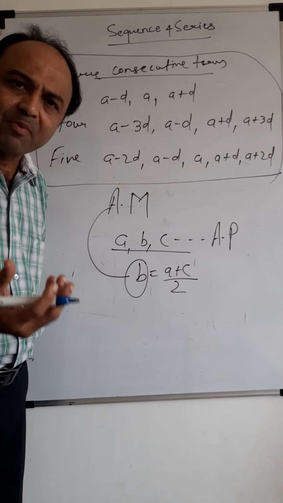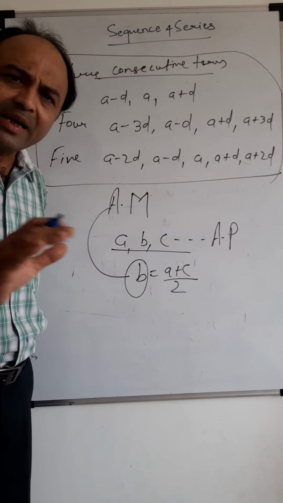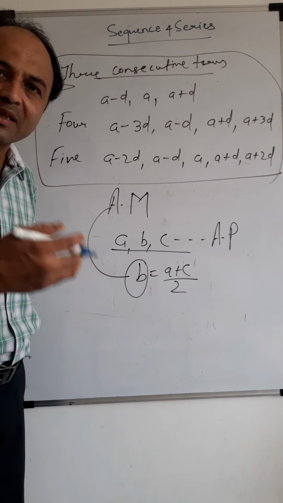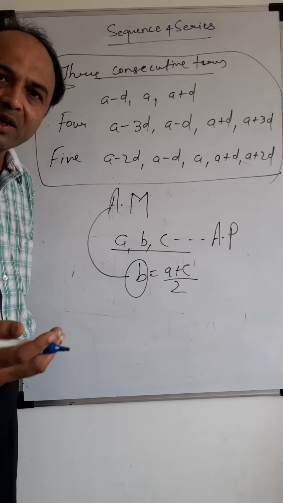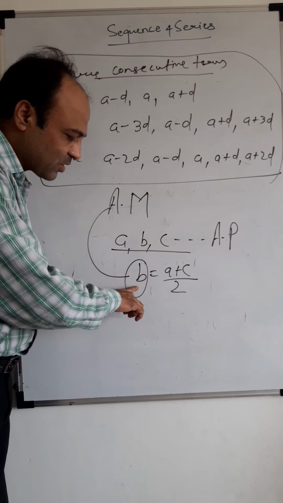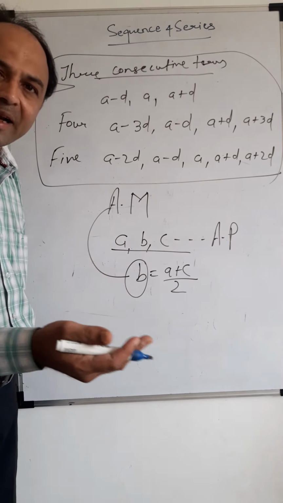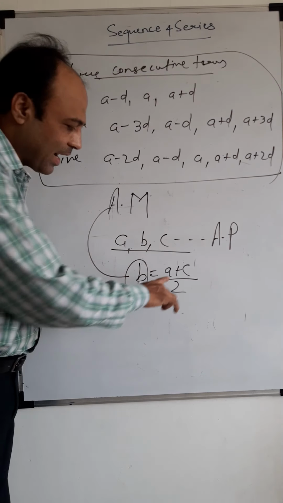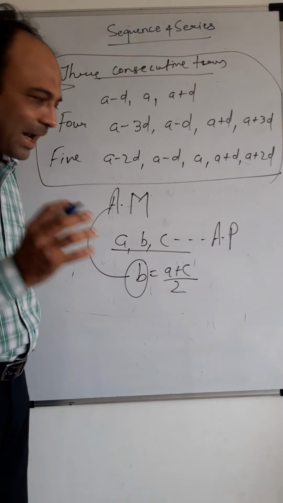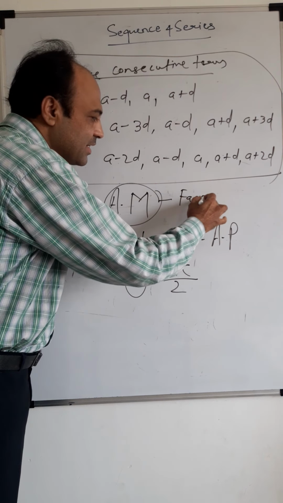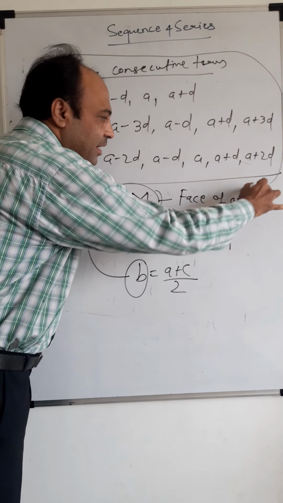Face of arithmetic progression means, let's say whenever it is written that anything is in AP, let's say sin inverse x, sin inverse y, sin inverse z are in AP. So what will you write? Sin inverse y equals (sin inverse x plus sin inverse z) upon 2. Let's say angles are in AP. So angle B equals (angle A plus angle C) by 2. That is why this arithmetic mean is also known as the face of an AP.